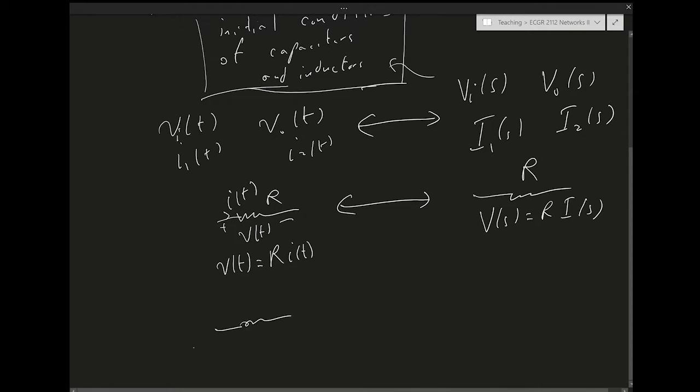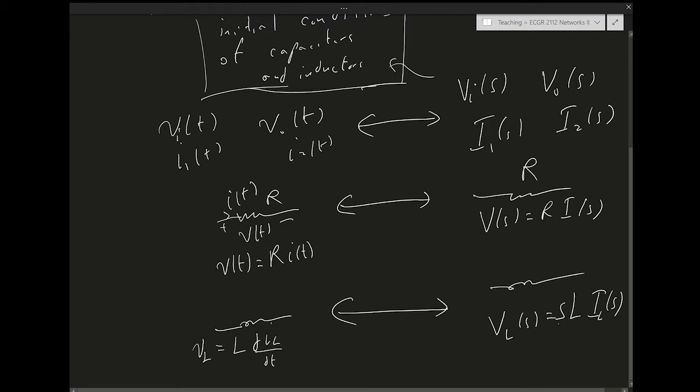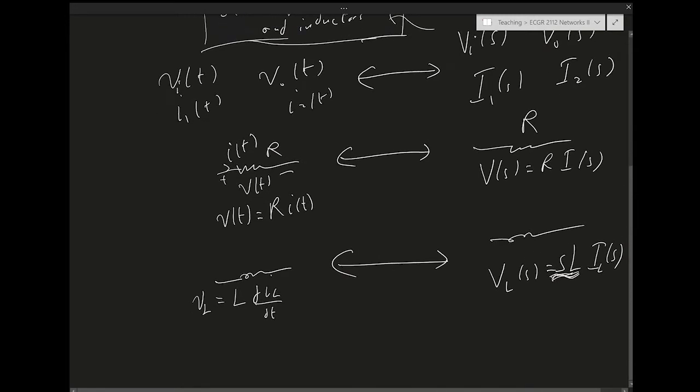For an inductor, we know that vL equals L diL over dt. Those are functions of t. In the Laplace domain, this will be VL(s) equals L, and differentiation is just multiplication by s. So it's going to be sL times IL(s). So the concept of impedance arises naturally in the S domain. sL is what is called the impedance.